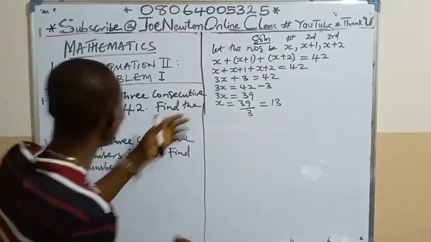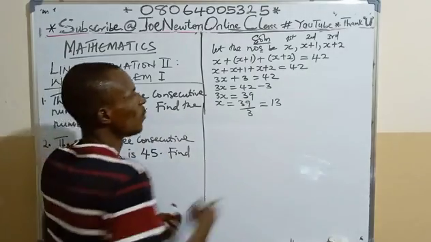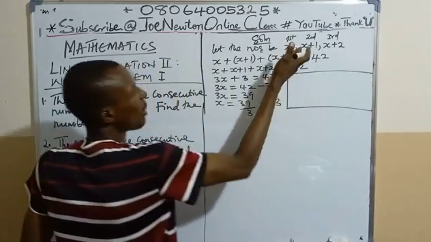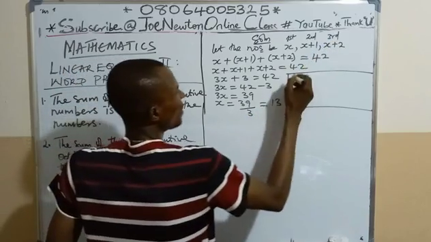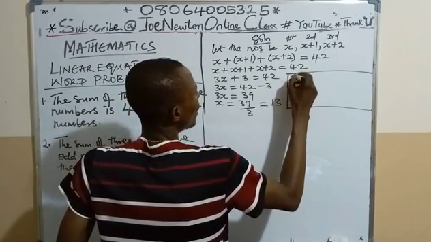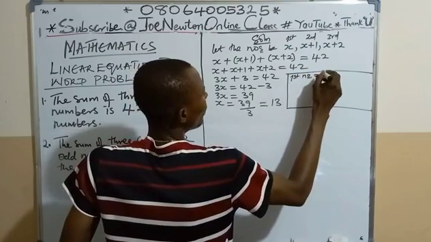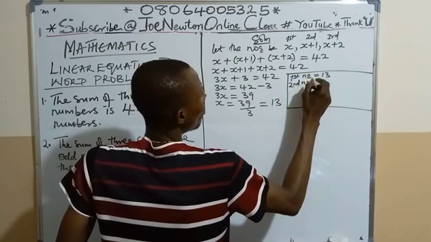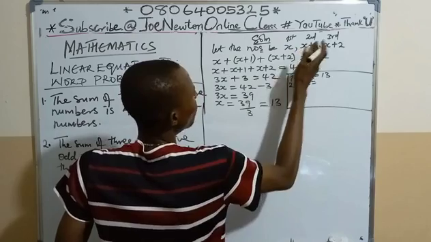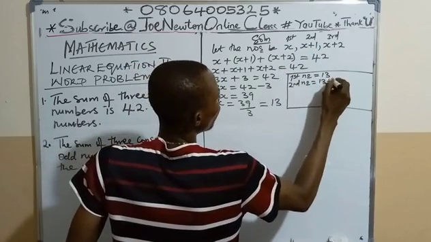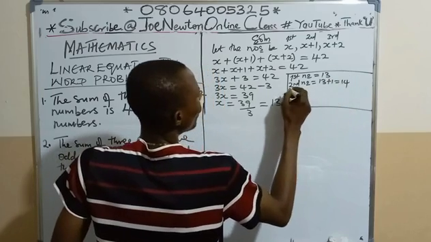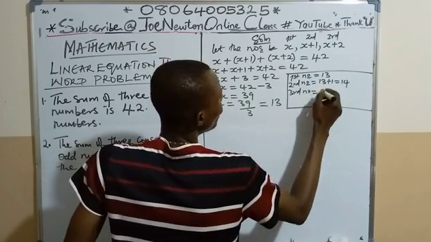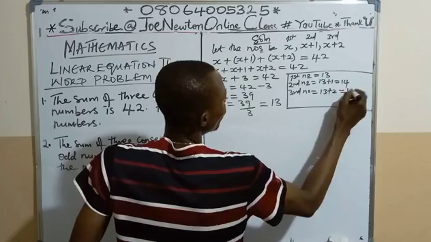Then we are asked to find the three numbers. We now fall back to our statements earlier. The first number is 13, and the second number should be x plus 1, which is 13 plus 1, which is 14. Then the third number should be x plus 2, which is 13 plus 2 equals 15.